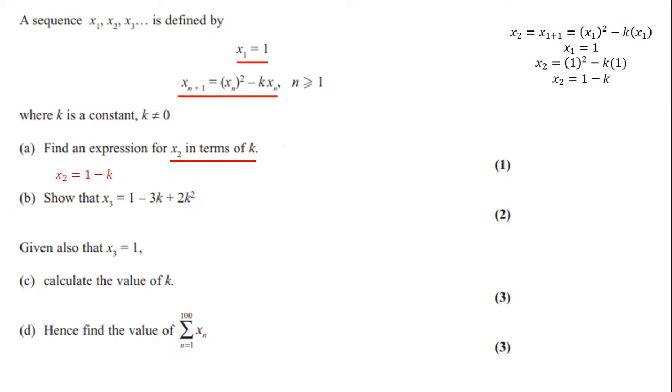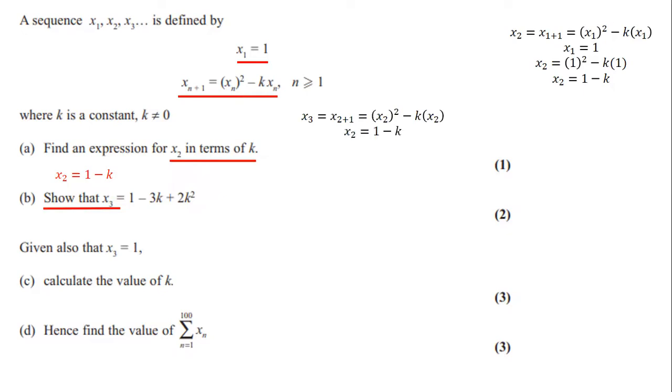Okay, part B. Show that x3 equals 1 take away 3k plus 2k squared. Well, the key bit there is "show that". So that means we pretend we haven't seen the answer, then we have to derive it. So we've got x2, so we can use that to get x3 using the formula. So x3, I can write that as x2 add 1, which means it's x2 squared take away k times x2.